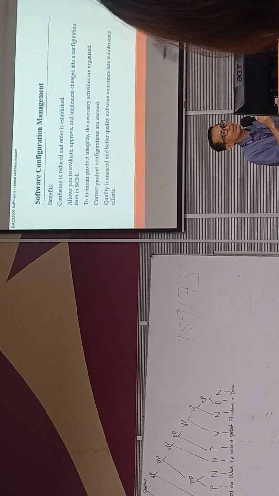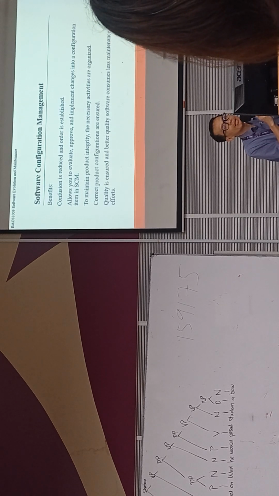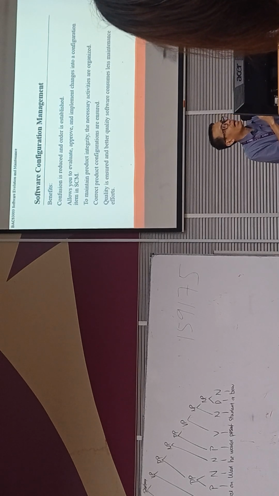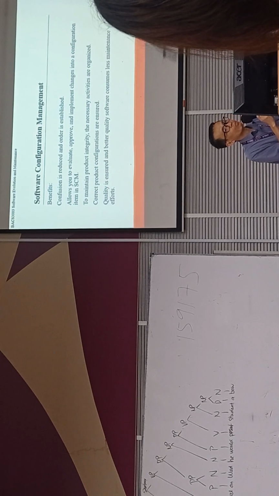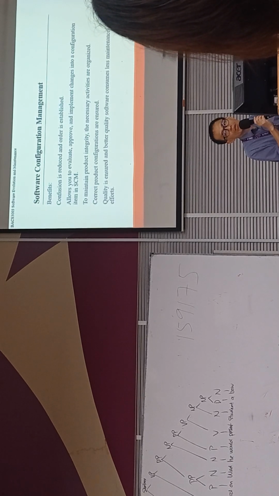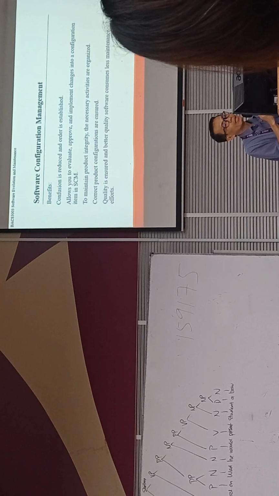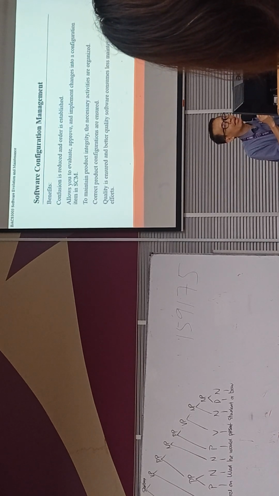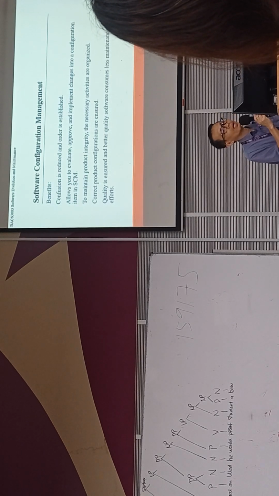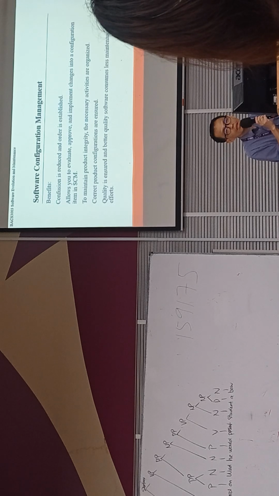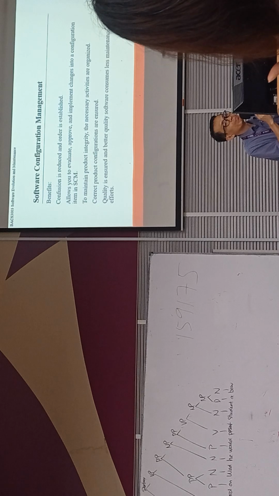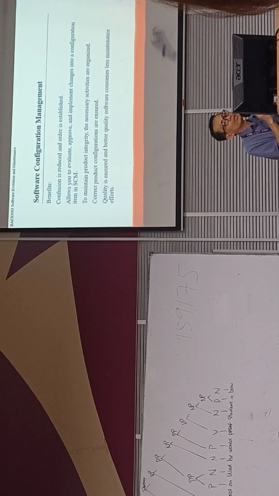It allows us to evaluate, approve and implement changes to a configuration item. We can evaluate whether we can approve it, whether to change or not, or allow us to implement and track the changes. To maintain product integrity, definitely, because all the things are organized, the process is organized, the activity is organized. Correct product configuration is ensured, avoid ambiguity. Quality is ensured.